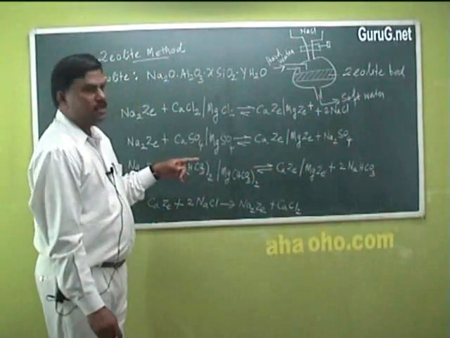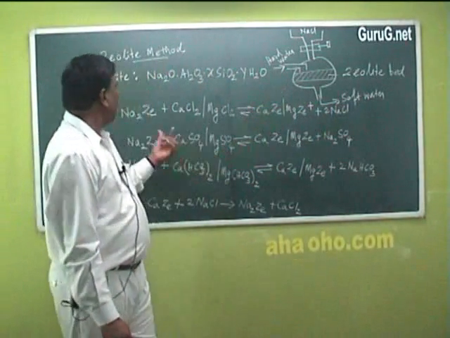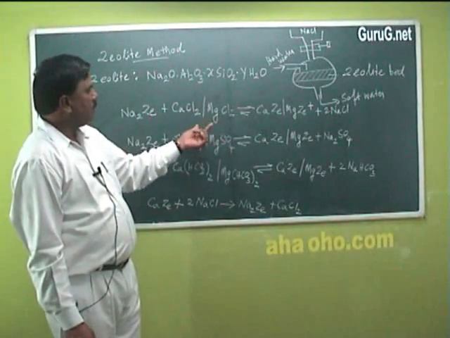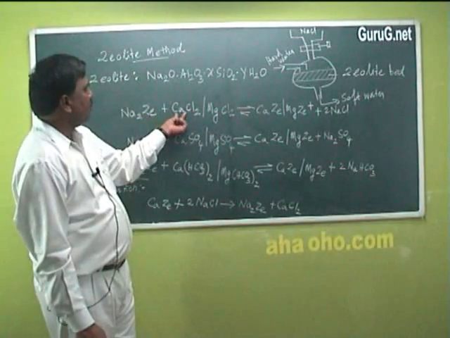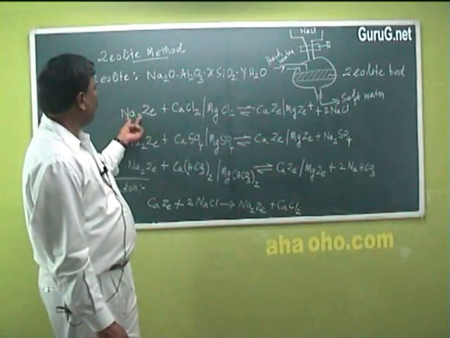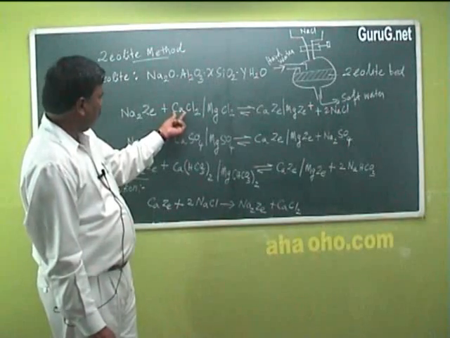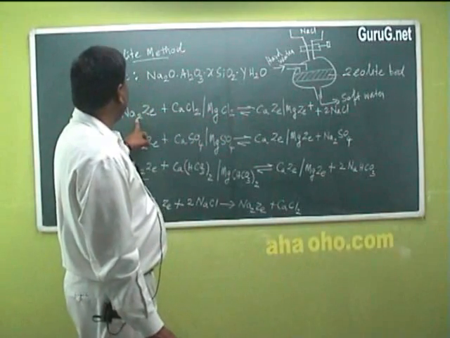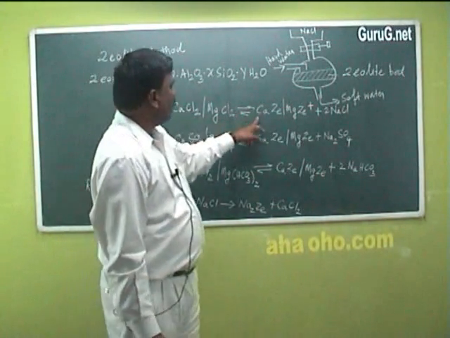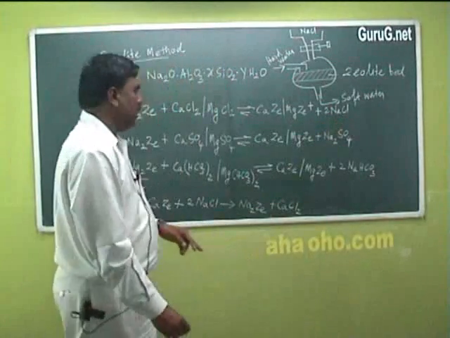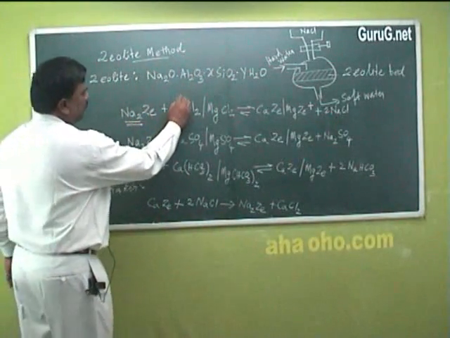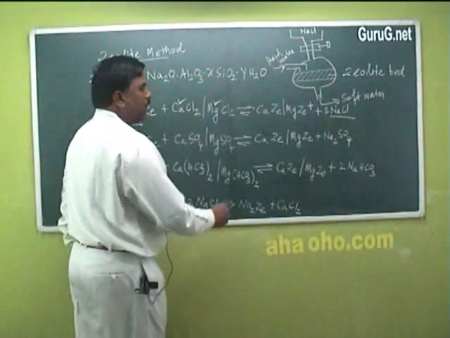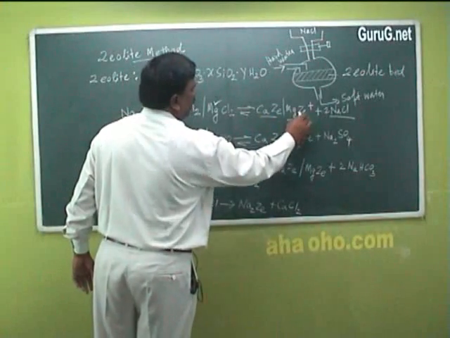So the reaction that takes place in the zeolite bed is, sodium zeolite in the presence of calcium chloride and magnesium chloride: the sodium is replaced with calcium and magnesium, giving calcium zeolite, magnesium zeolite, and sodium chloride. Sodium is eliminated as sodium chloride, and the calcium zeolite and magnesium zeolite are retained in the zeolite bed.